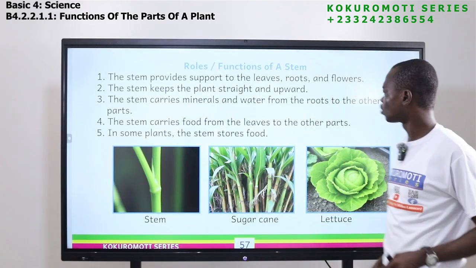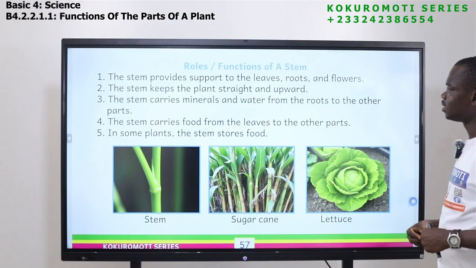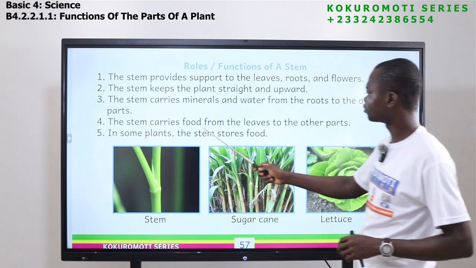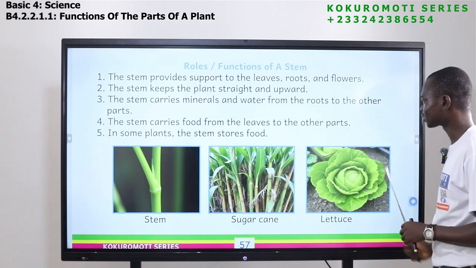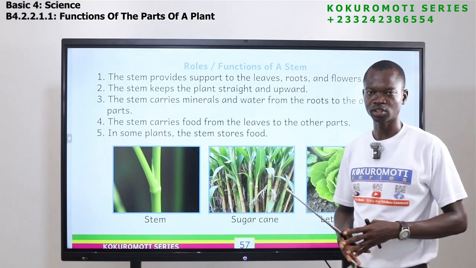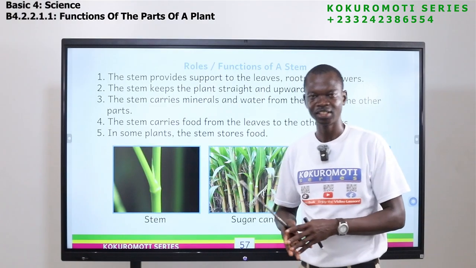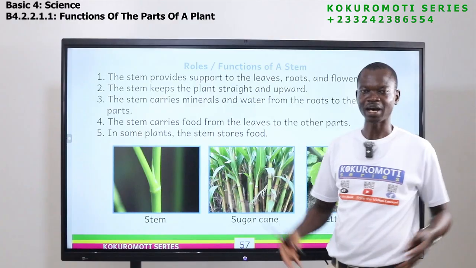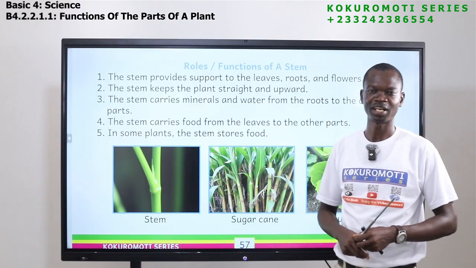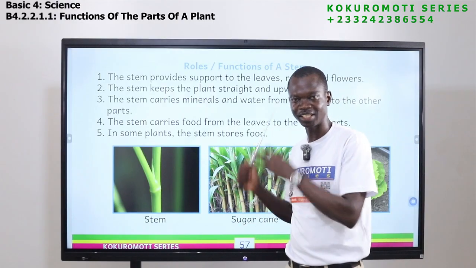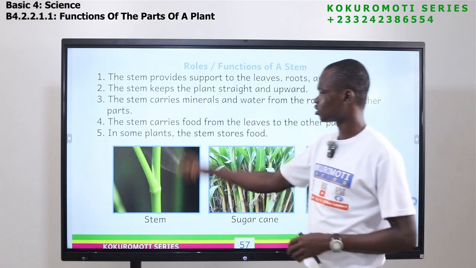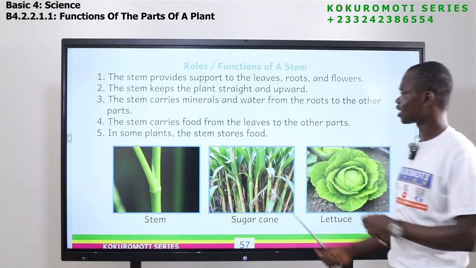Okay, the third one that you should know is that in some plants, number 4, the stem carries food from the leaves to the other parts. The leaves of plants prepare food. When the food is prepared in the leaves, other parts like the roots need it. So it is the stem that carries it from the leaves to the other parts of the plant.